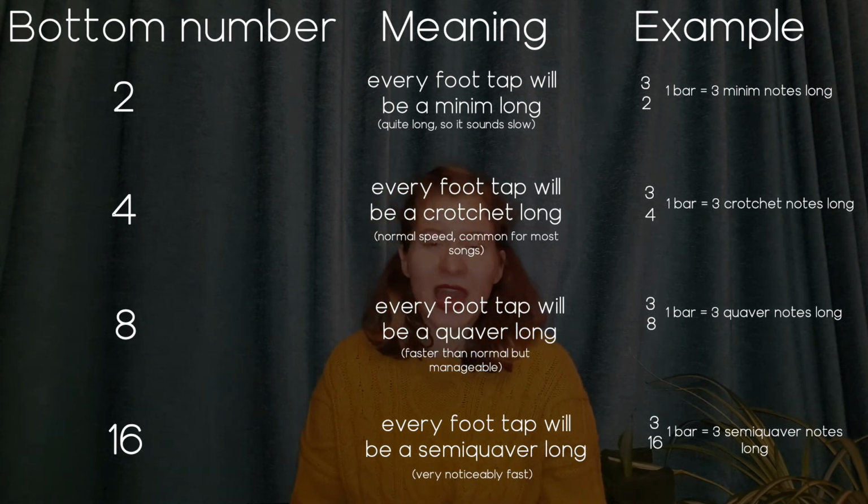You don't really get 1 as a bottom number, even though it would mean semibreve. It's just not really done. I don't think I have ever seen a piece of music written in something over 1. And that wraps up our video for today about time signatures, bars and bar lines.